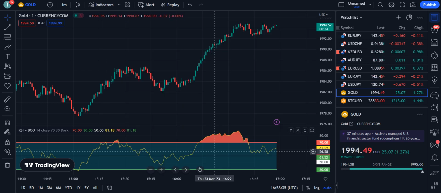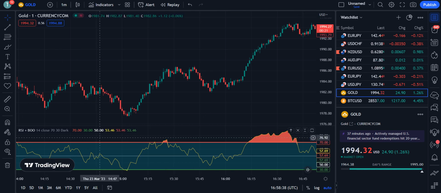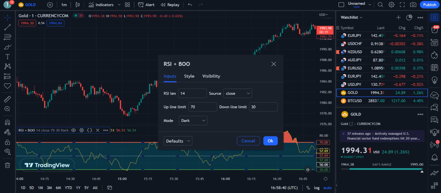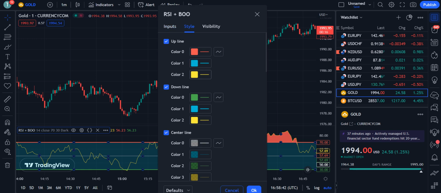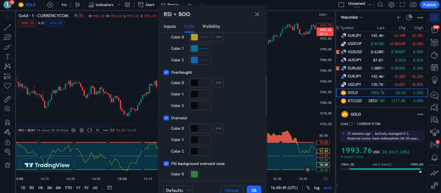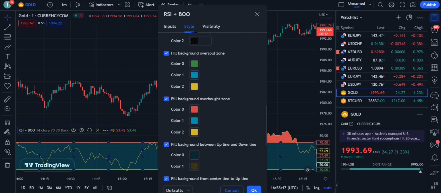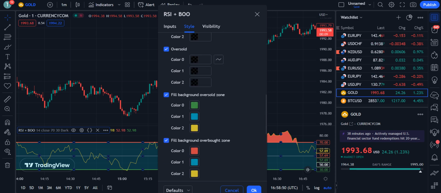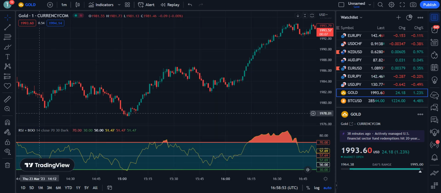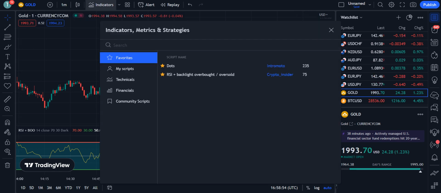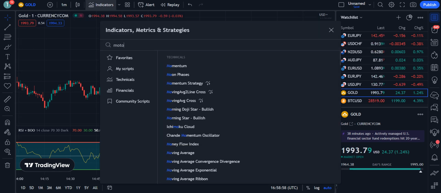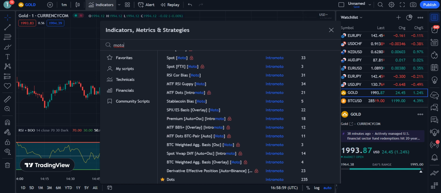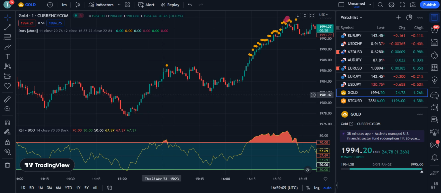Now we are going into the chart again, and we will see how it is working. We are not going to change anything in it, as its default settings are perfect for this strategy. Now we are going to use another indicator, and that is Moto. You have to simply type Moto and come down, and here is Moto dots. 285 traders are using this indicator. You have to simply click on it, and it will be applied on your chart.